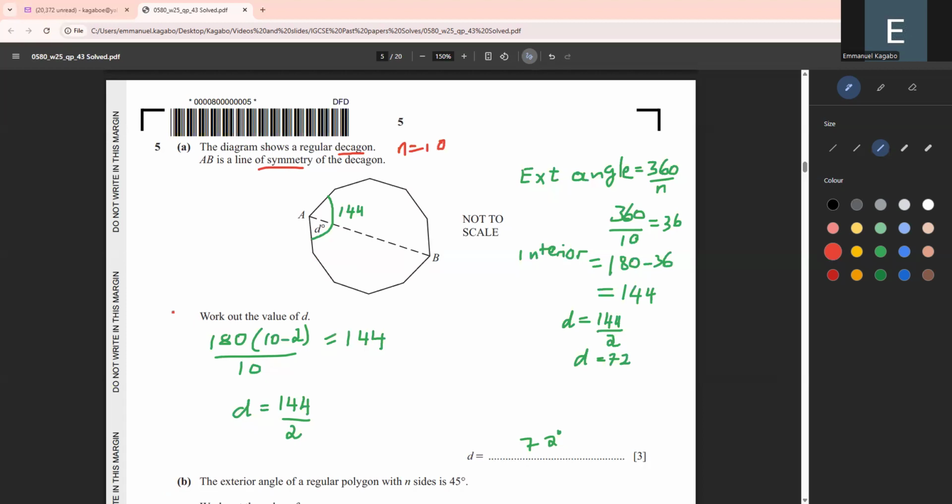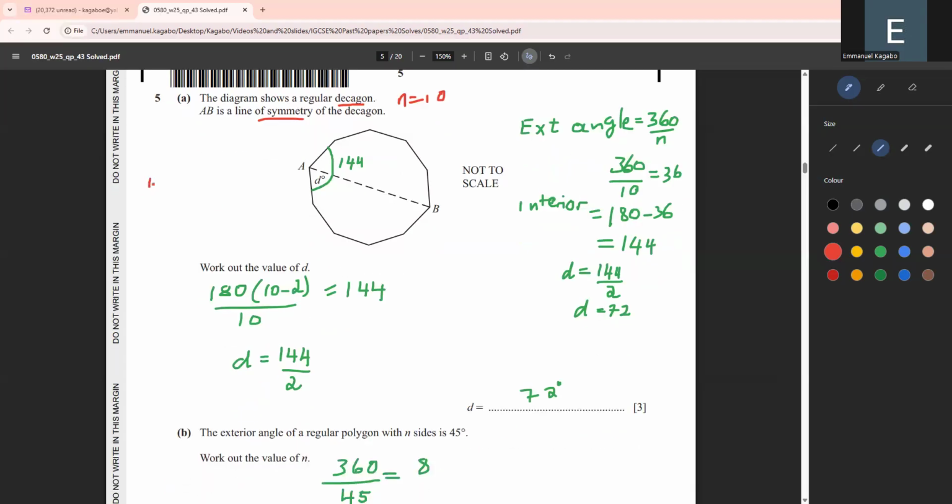Now, this question, you can do it in 2 ways. One way is using the formula, finding the sum of all interior angles. The sum of interior angles is given by the number of sides minus 2, times 180. Then divide by n, and you're going to get the size of one interior angle. This is the formula for a regular polygon.